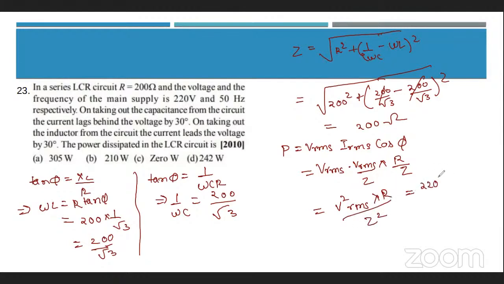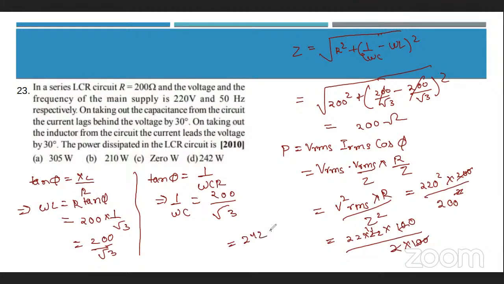To find that, I have all these values. So 220 square into R, which is 200, upon Z square, which is 200 square. So 200 and 200 get cancelled. 220 is a 440. It will be something around 22 into 22 into 100, 2 into 100. So 100 gets cancelled. So basically it will be equal to 242 watt.